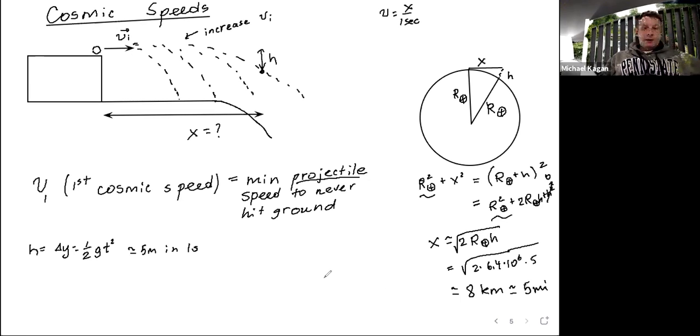5 miles. So the first cosmic speed is equal to 8 kilometers per second, or 5 miles per second.